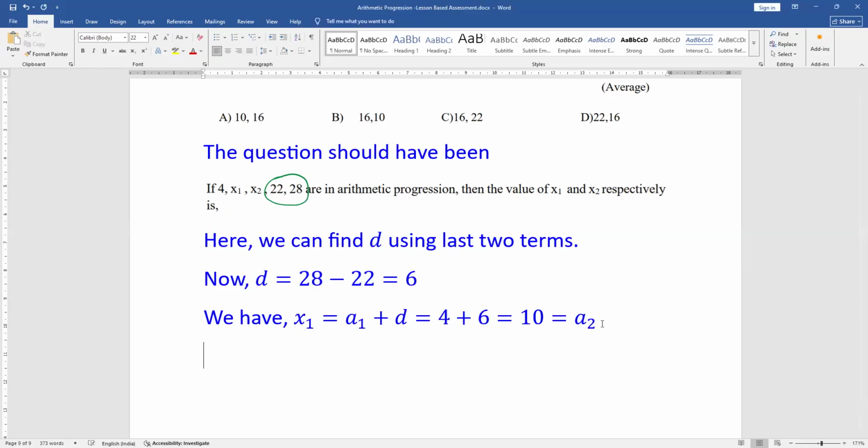Next, what do I need now? I need x2. So x2 is nothing but the second term plus the common difference. Then we get x2. So this is nothing but, what is the a2 value? It is 10. Plus d, already we got it as how much? D is 6. So 10 plus 6 is how much? 16. Right?